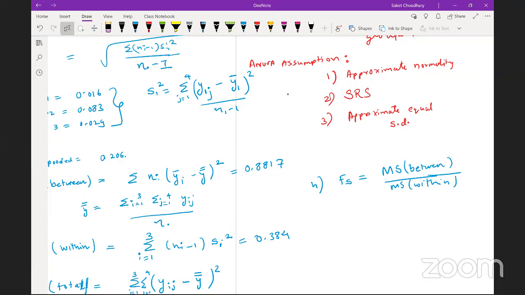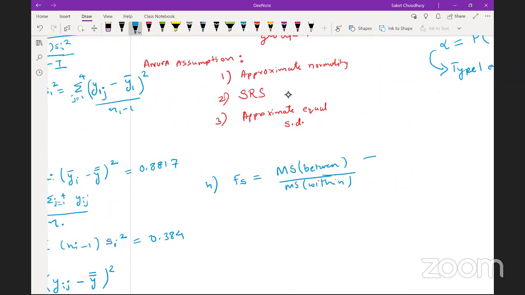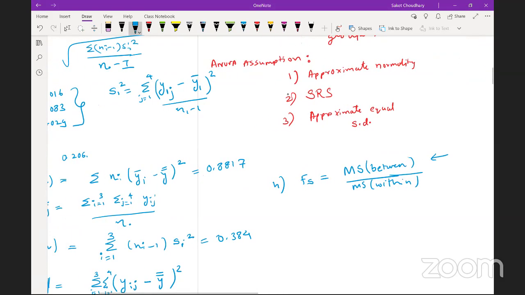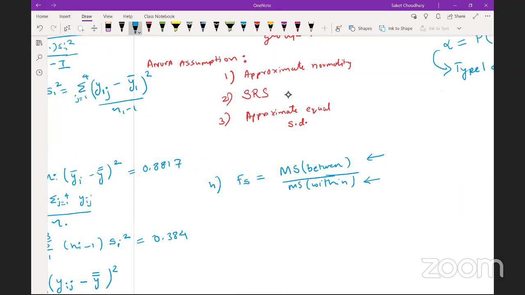In order to calculate that, we have to basically account for the variation that exists between the groups. Okay, so you're looking at the mean. This is MS, which is mean sum of squares between the groups, and this is divided by within variation, right? So this is within and this is between. Now, why are we doing this, right? Why do we care about this at all?